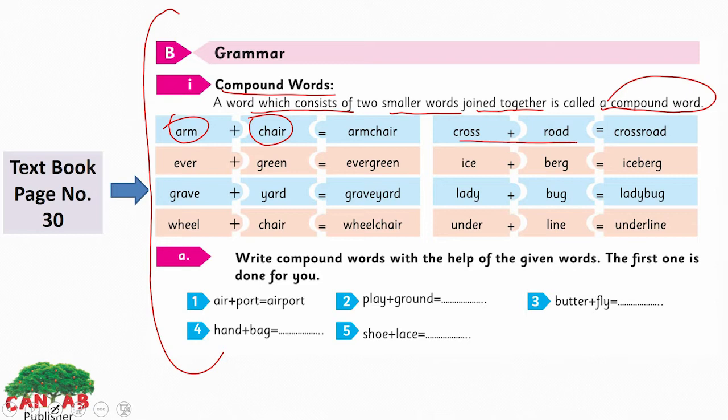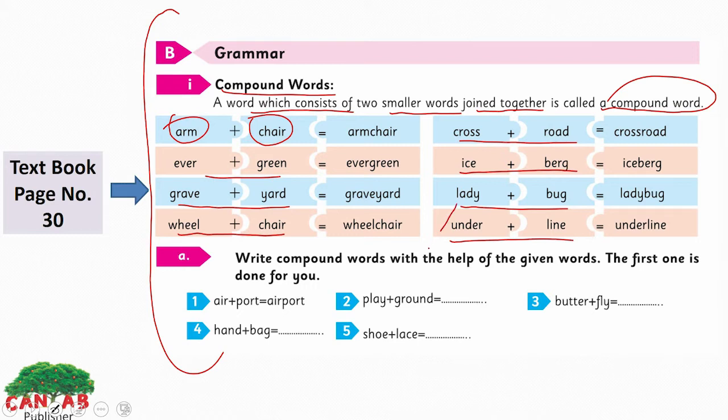Crossroad, evergreen. Iceberg. Graveyard. Ladybug. Wheelchair, underline. If you think of these words, if we separate them, they have different meanings. But if we join them together, it has its own different meaning.